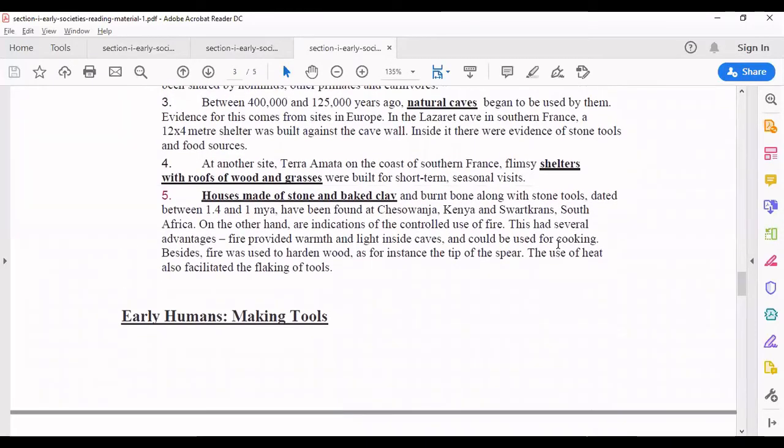So there's a cave in southern France, the Lazaret Cave, and we have found a shelter that has been built against a cave wall. And inside this shelter, we have also found evidence of stone tools and food sources. There is another site in Terra Amata that is on the coast of southern France. And we have also found some flimsy shelters with roofs of wood and grass. And we are assuming that these were built for short-term visits, probably some seasonal visits.